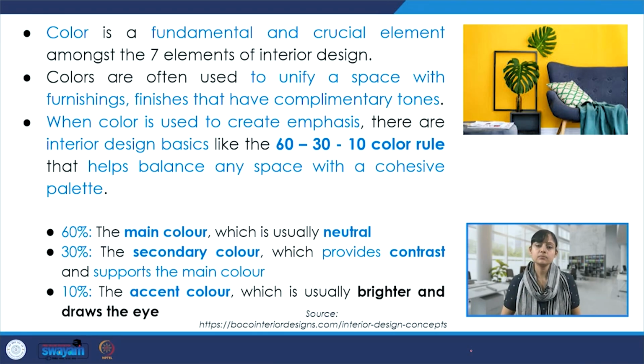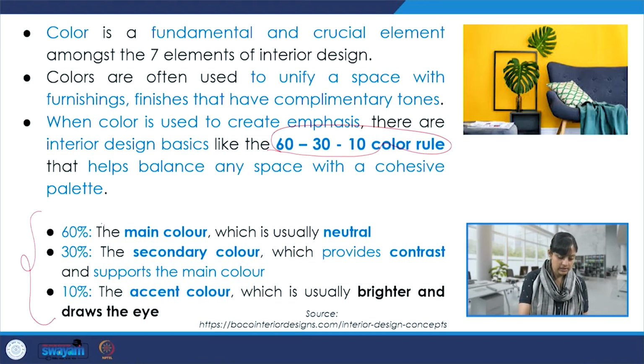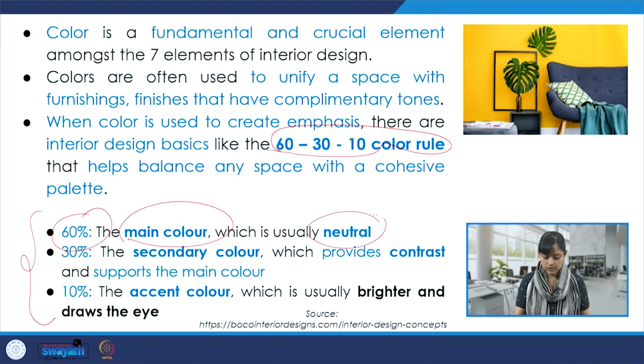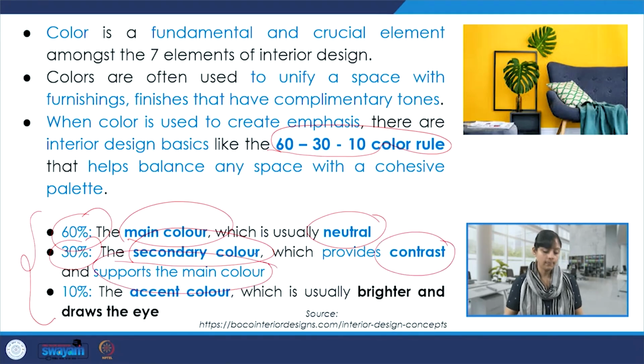And particularly when we talk about creating emphasis through colors, this 60-30-10 color rule is very handy, and it is followed technically in the sense that 60% is the main color, which is usually neutral. 30% would be the secondary color in the color palette, and it provides contrast and also supports the main color. And the remaining 10% over here is the accent color, which is usually very bright and it draws the attention towards it.